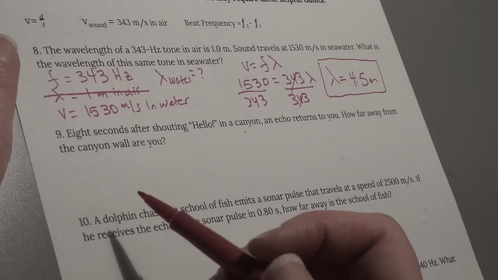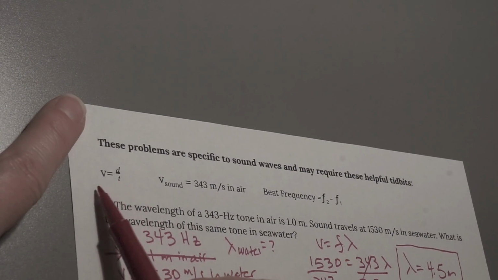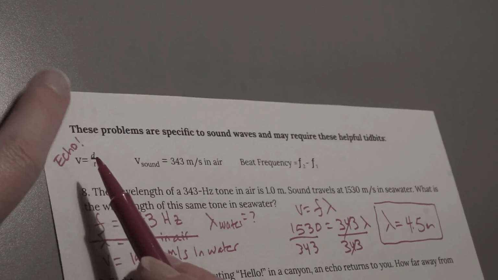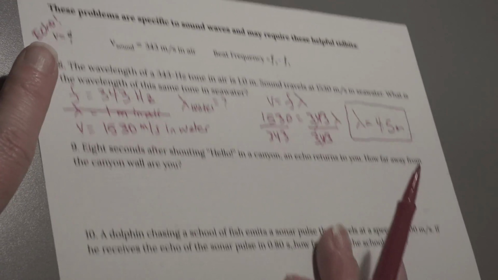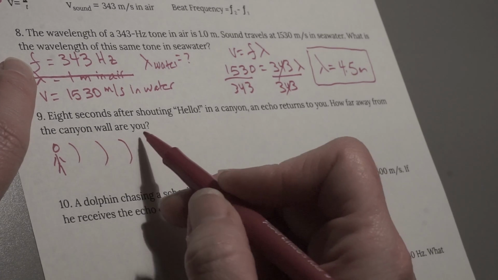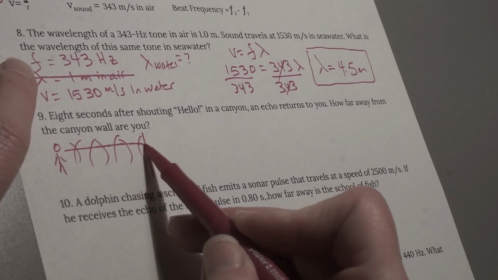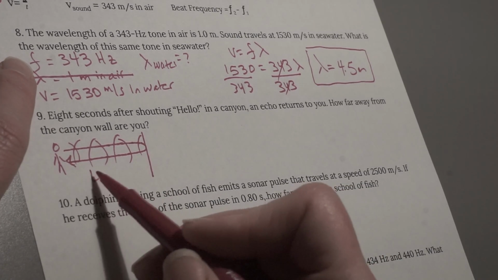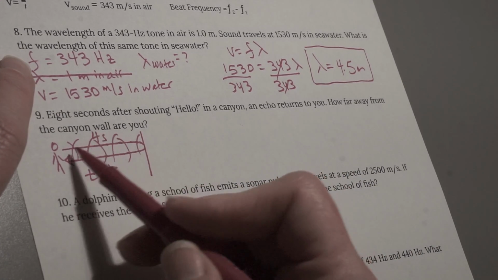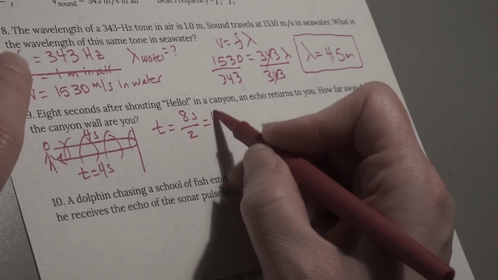Number 9. 8 seconds after shouting hello in a canyon, an echo returns to you. How far away are the canyon walls to you? As I mentioned at the top, this equation here is for echoes. So anytime you see an echo question, you want to think about just good old velocity equals distance over time. And there's one other trick. If you are shouting at a wall some distance away, and that sound gets reflected back towards you, then the time for the echo happens over twice the distance. So if it's 8 seconds, that means it was a 4-second trip to the wall and a 4-second trip back. So the time we actually want to use is 8 divided by 2, which is 4 seconds.